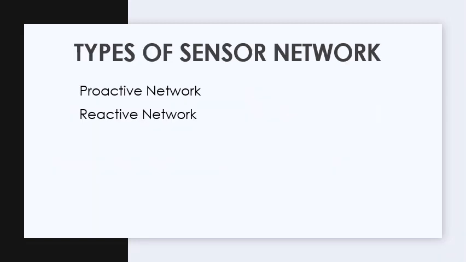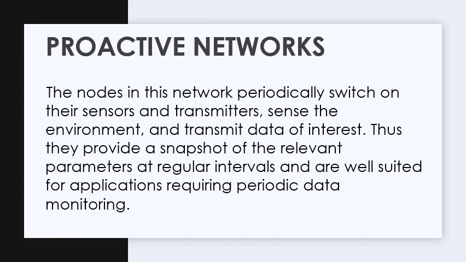Now, sensor networks are classified into two types, proactive networks and reactive networks. What are proactive networks? The nodes in this network periodically switch on their sensors and transmitters, sense the environment and transmit data of interest. Thus, they provide a snapshot of the relevant parameters at regular intervals and are well suited for applications requiring periodic data monitoring.